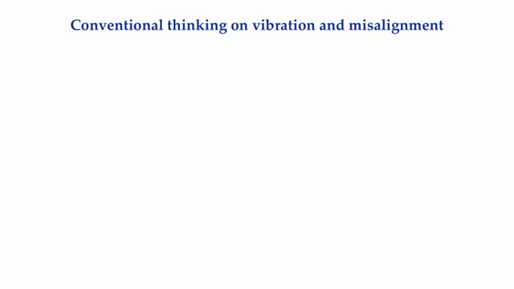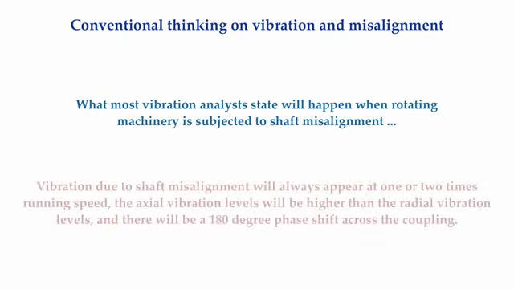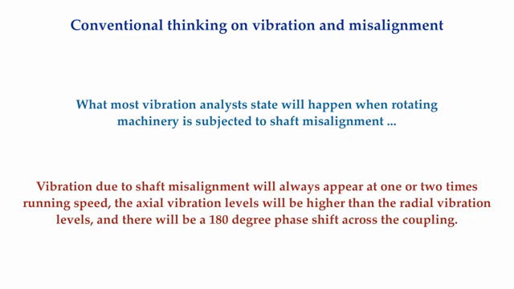If you were to ask, what does shaft misalignment look like on running rotating machinery? A large percentage of the people currently working as vibration analysts would answer that vibration due to a shaft misalignment condition will exhibit vibration at running speed and twice running speed frequencies. The axial vibration levels will often be higher than the radial vibration levels, and there will be a 180-degree phase shift across the coupling. Is this true? Will this always happen?